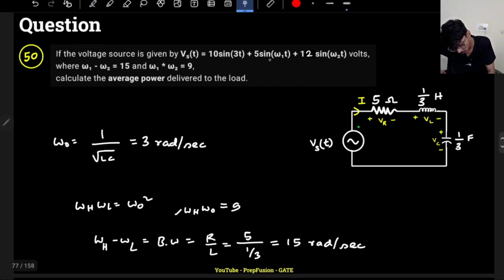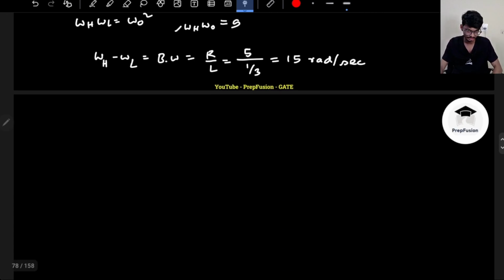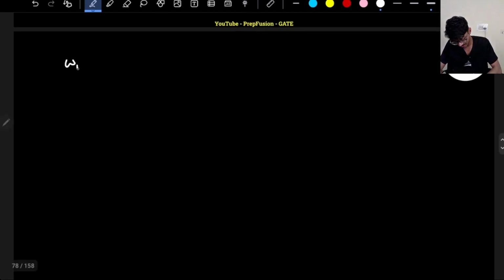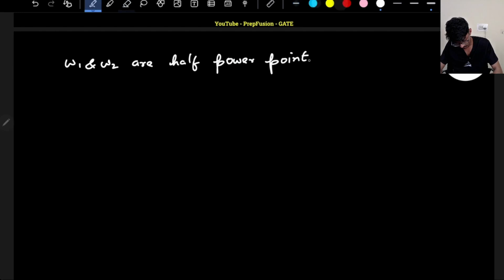So basically omega 1 and omega 2 are basically what? My half power points. So from this conclusion I can say conclusively that you need two equations, because you have two variables. So of course you have to cross verify two equations. You have to match the two equations. So I can safely say that my omega 1 and omega 2 are half power points, or half power frequency points.